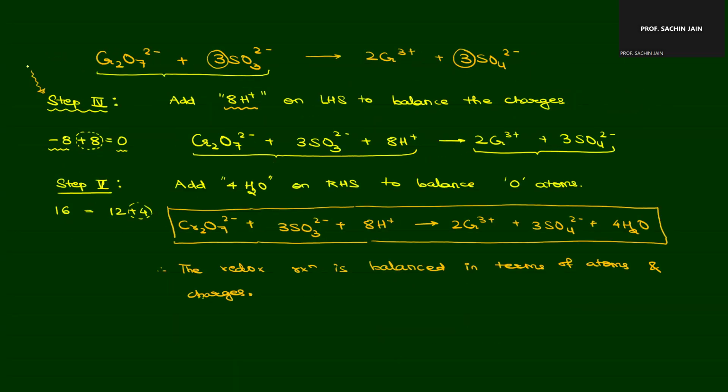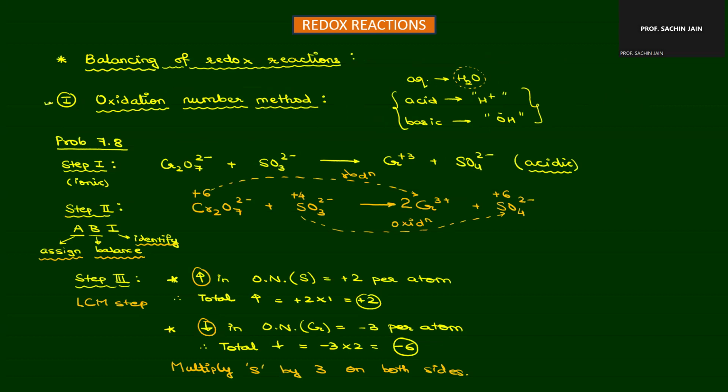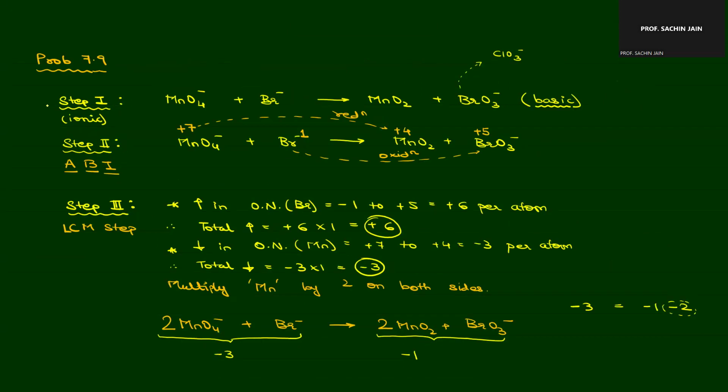Now, as I said, there are two methods which we are going to focus on. The first is the oxidation number method, with the variation of acidic and basic medium both covered. And now we move to the second part, that is the half reaction method. The half reaction method is also called the ion electron method.